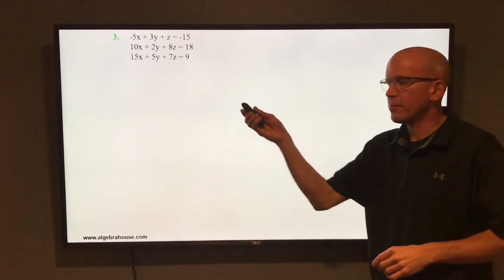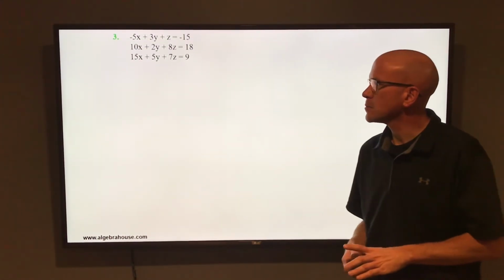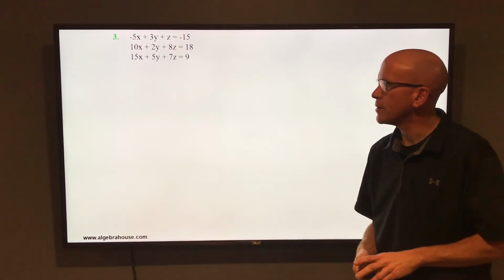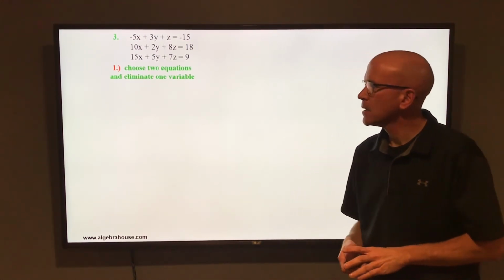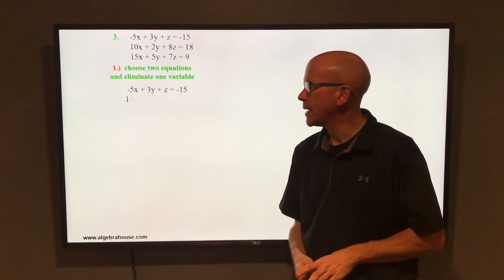We're going to find the point or points of intersection of these three planes. So I'm going to solve this system of three equations and three variables. First step is to choose two equations and eliminate one of the variables. So for this, I'm going to go with the first equation and the second equation.